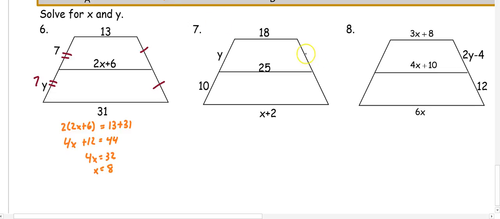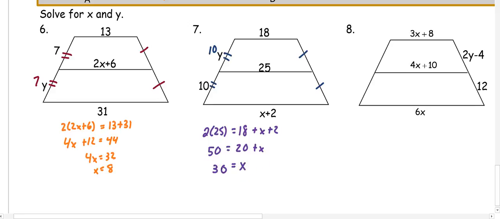In number 7, our midsegment also splits our legs into two congruent parts, so y is 10. And to solve for x, our midsegment is 25, so 2 times 25 equals our base plus our base. So I get 50 equals, I'm going to combine like terms, 20 plus x. So I can subtract 20 from both sides, and x equals 30.